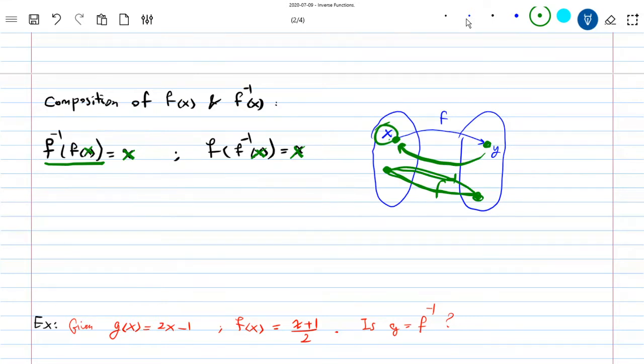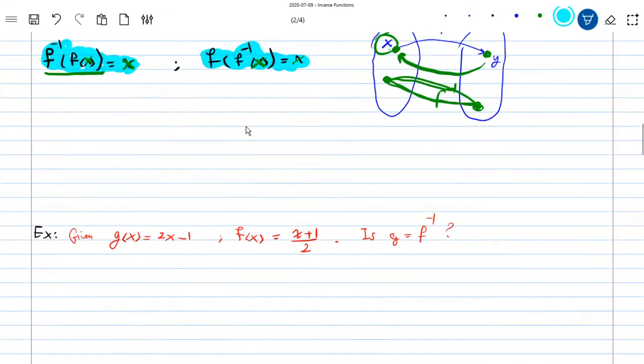So what we say is, if two functions are inverses of each other, then the composition of f with f inverse must always equal x, assuming x is the input. If you call the input y, z, whatever, then the result should be y or z. So this is an important thing to know. Composition of f with f inverse at x equals x. Composition of f inverse with f at x is still x. And we normally use this to check if two functions are inverses of each other.